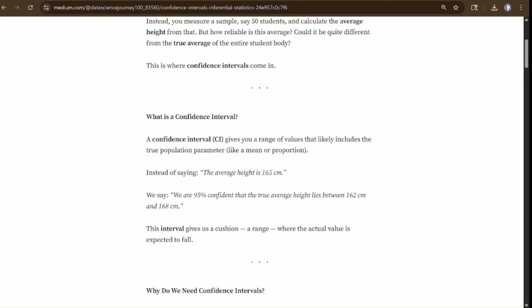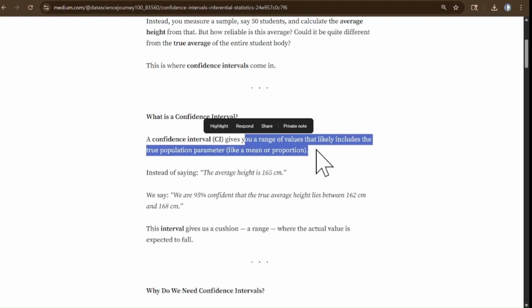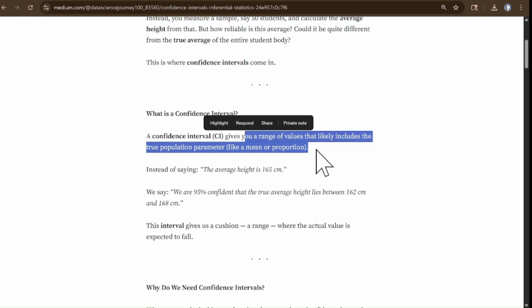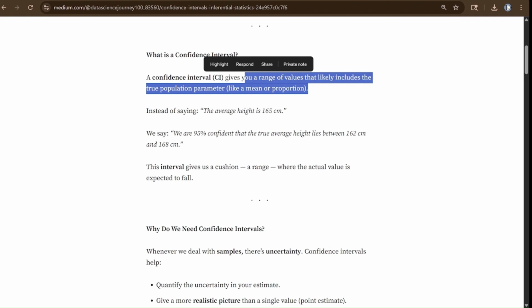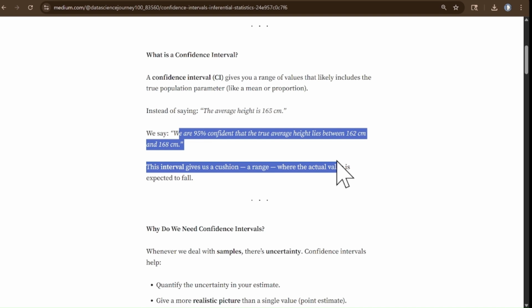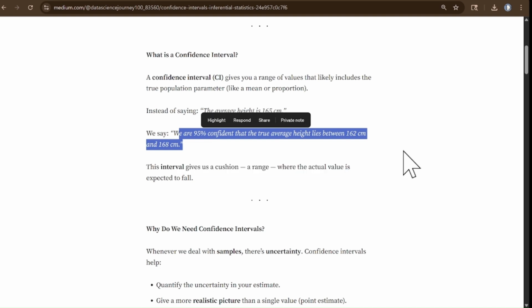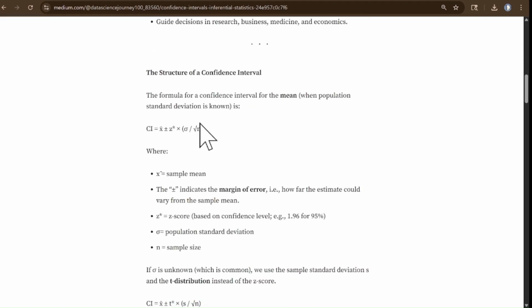So confidence interval gives you a range of values that likely includes the true population parameter. Instead of saying that the average height is 165, you are saying that we are 95% confident that the true average height lies between 160 to 168. It may be 163, 167. You get my point. Instead of giving a single number, you are giving a range of values and saying that you are 95% confident. Clear?